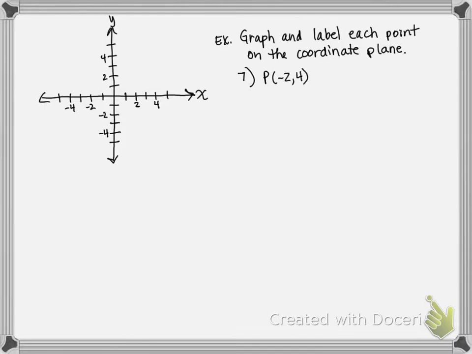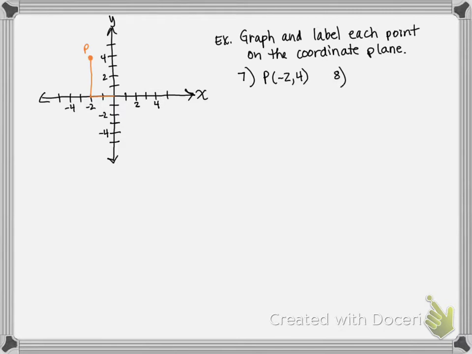Okay, so let's graph. We're going to start at the origin. It says go to -2 on the x-axis. So I'm just right to here. And then I'm going to go up to 4 on the y-axis. So I'm going to make that point, and then I'm going to call it point P. Okay? Let's do another one.